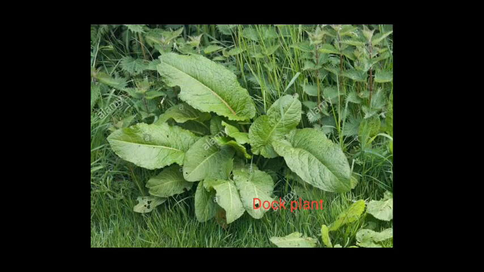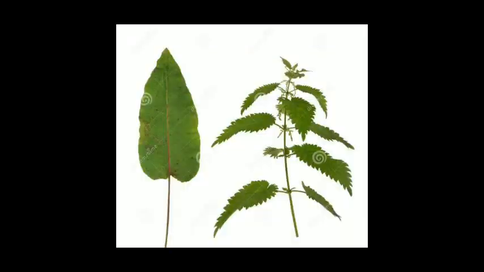Nature itself has provided us the remedy for the sting of the nettle plant. Near the nettle plant, another plant grows which is known as dock plant. This dock plant consists of some basic chemicals which help to neutralize the effect of formic acid produced by the nettle plant. So in this way, dock plant neutralizes the effect of nettle plant.